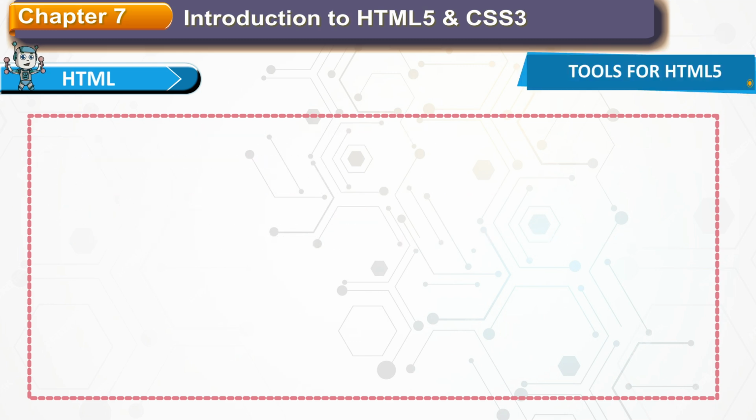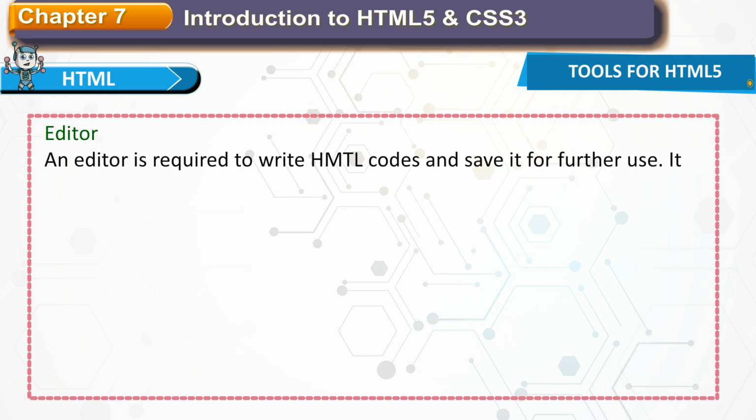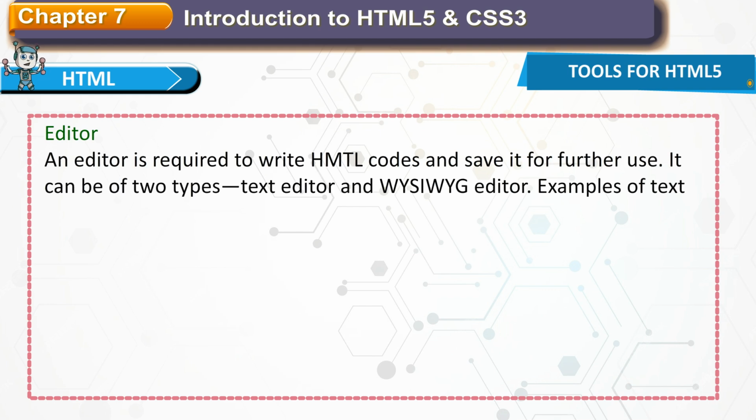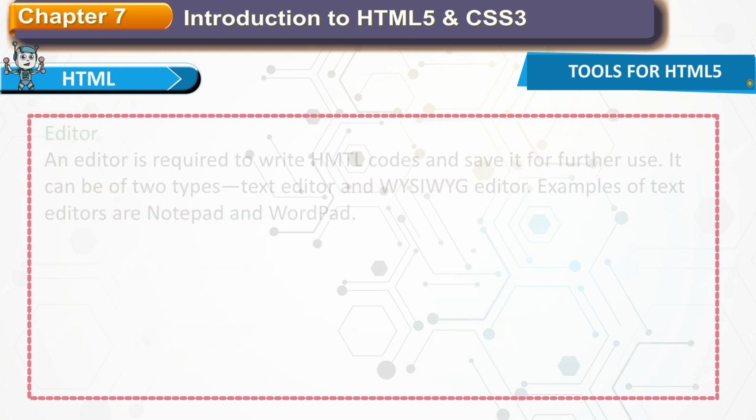Tools for HTML5. Basic tools for HTML5 are an editor and a web browser. Let's learn about them in detail. Editor. An editor is required to write HTML codes and save them for further use. It can be of two types: text editor and WYSIWYG editor. Examples of text editors are Notepad and WordPad.